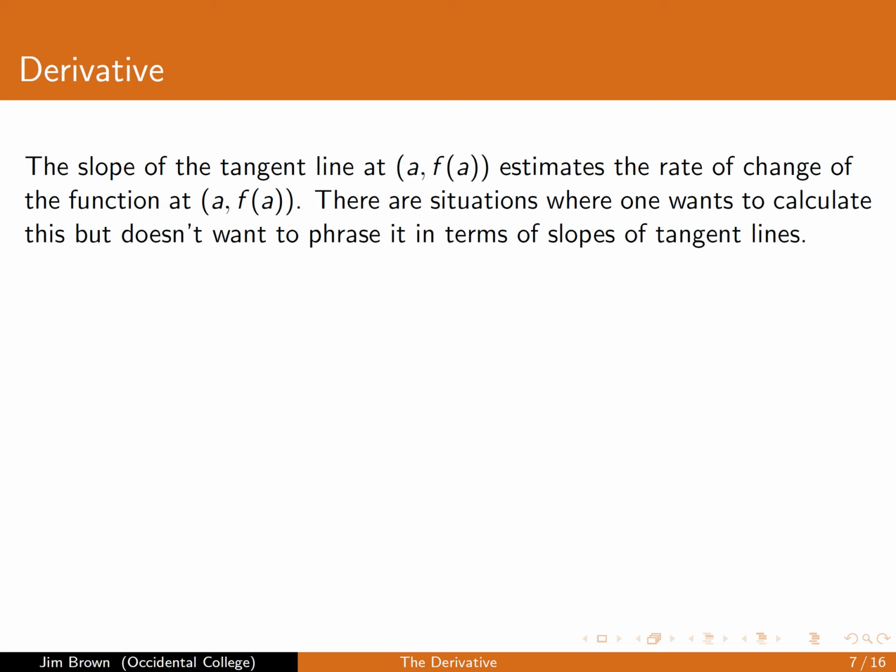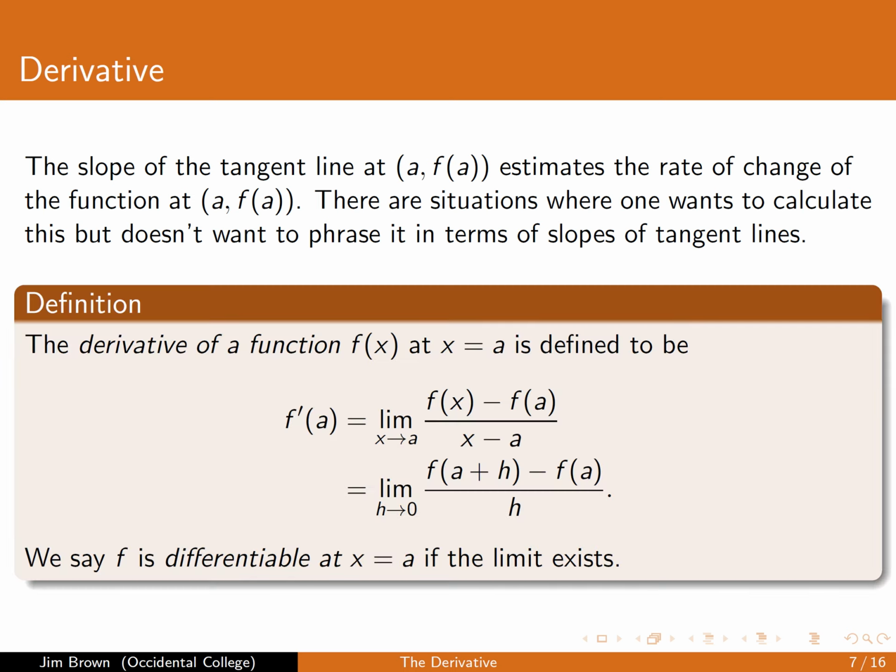So the slope of the tangent line is giving you the rate of change of the function at f of a. There are situations where we don't necessarily want to phrase this in terms of slopes of tangent lines. We are just interested in the rate of change of a function without thinking of the geometry of it. So in this case, we'll just define the derivative rather than just the slope.